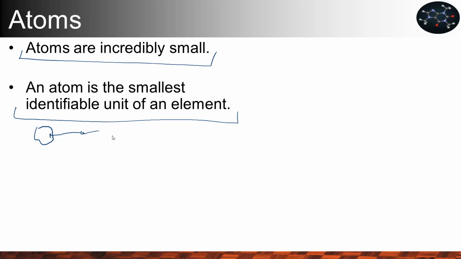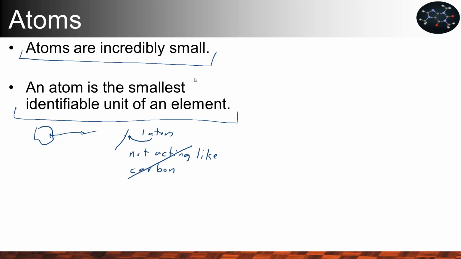When I get down to the individual atom of carbon, one atom, then that one atom of carbon can't get split up any more than that and still act like carbon. If I cut this in half as a carbon atom, it's not going to act like carbon. That's not acting like carbon anymore.